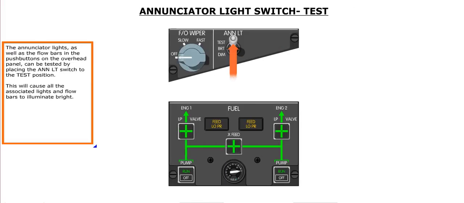The annunciator lights, as well as the flow bars and the push buttons on the overhead panel, can be tested by placing the annunciator light switch to the test position. This will cause all the associated lights and flow bars to illuminate bright.